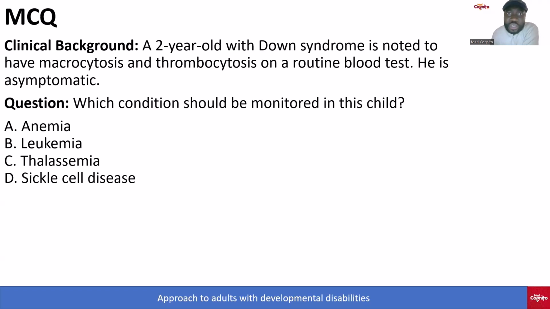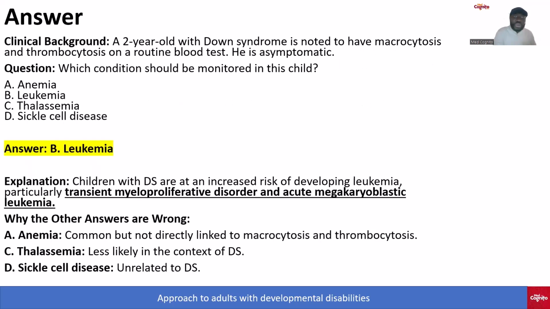Beautiful. You read it so wonderfully. So, what should be the answer? Guys, this is awesome. This is nice to see. So, the answer is leukemia. Children with Down syndrome are at increased risk of developing leukemia, particularly. So now we are learning that they are likely to develop leukemia. Leukemia is the hematologic complication you want to be concerned about.